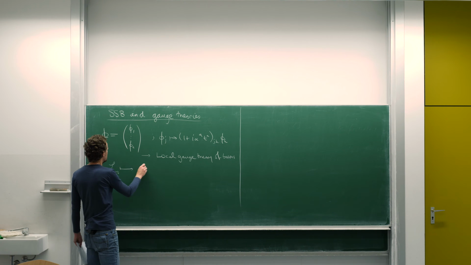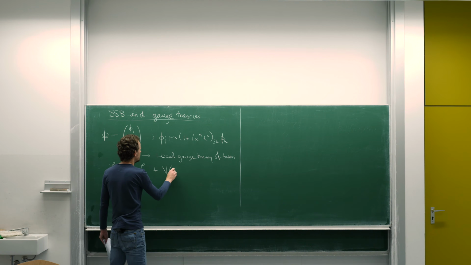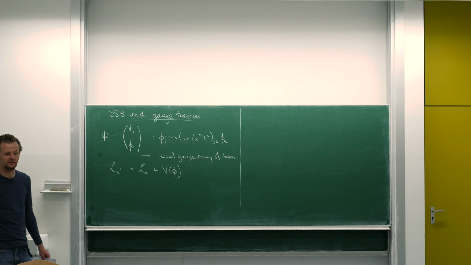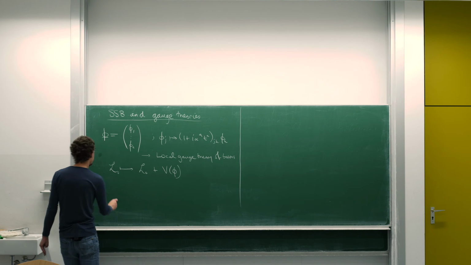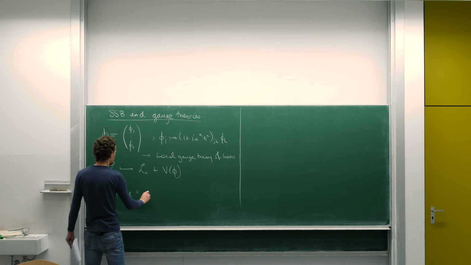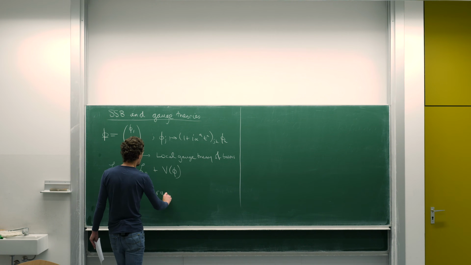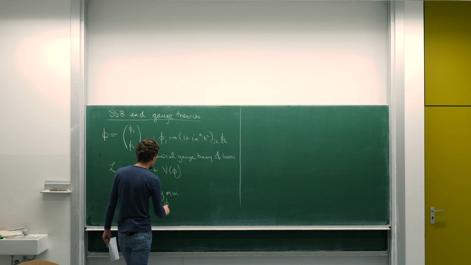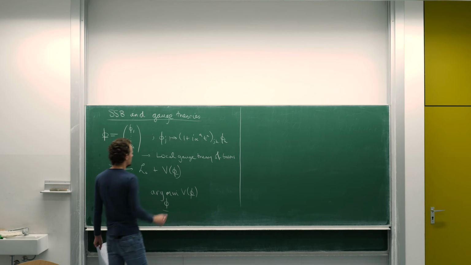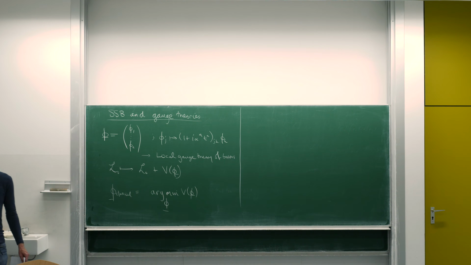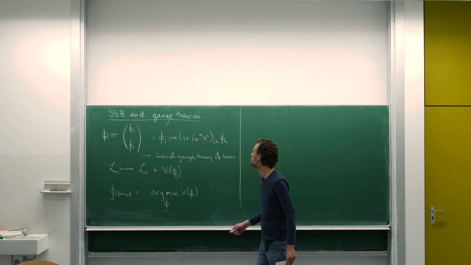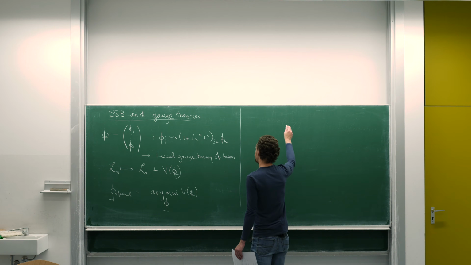So if you take the Lagrangian and then you add onto it some potential term, which is minimized at some configuration of this bosonic field, and if that minima isn't zero, then you can generate mass spontaneously. So that's what we learned in the previous lecture.